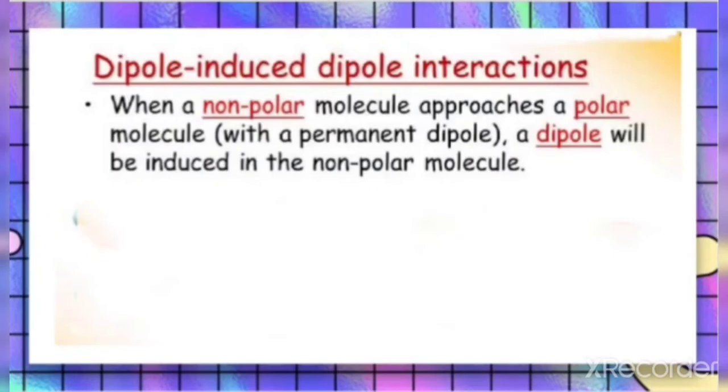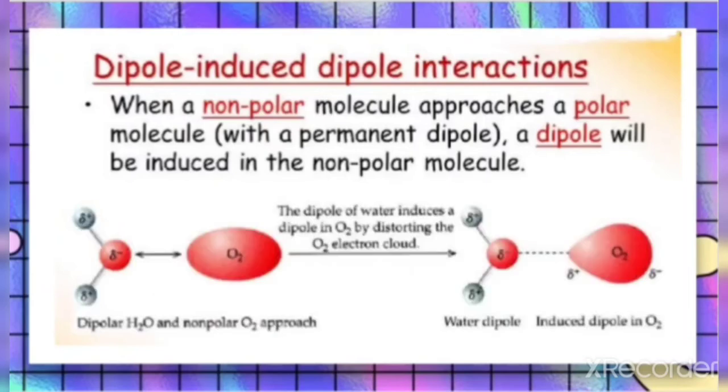Next one, dipole-induced dipole interaction. When a non-polar molecule approaches a polar molecule that has a permanent dipole, then a dipole will be induced in the non-polar molecule. That dipole is called an induced dipole. For example, take two molecules: one is polar, like water, and a non-polar molecule, oxygen. Water has a permanent dipole, but the oxygen, which is non-polar, does not have a dipole.